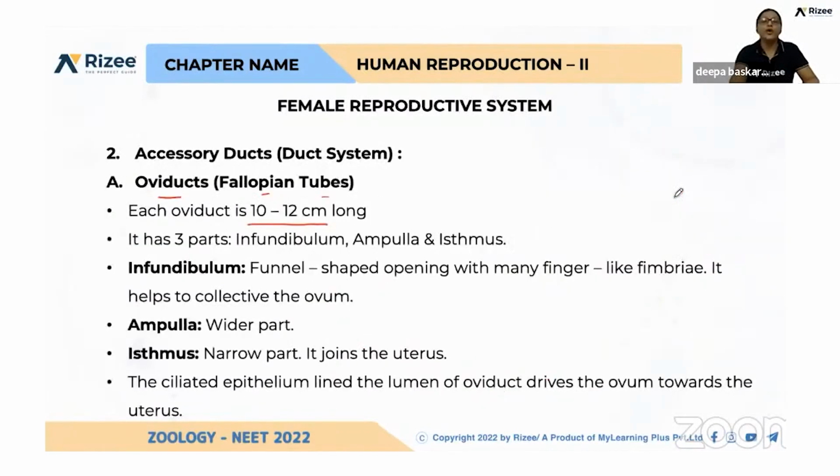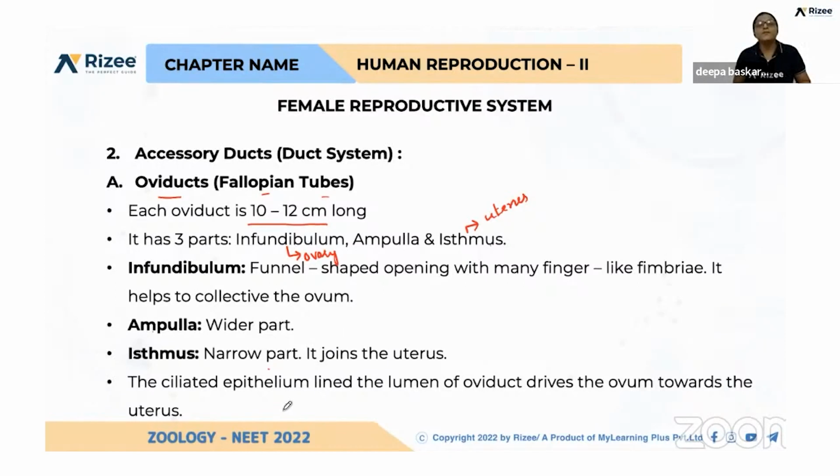Regarding the fallopian tube, do you have any doubt? Here, the parts are important: infundibulum, ampulla, isthmus. The isthmus has connectivity with the uterus, and the infundibulum has connectivity with the ovary. This you have to remember. The infundibulum is the funnel-shaped opening, the ampulla is the wider part, and the narrow part is the isthmus. It joins the fallopian tube with the uterus.